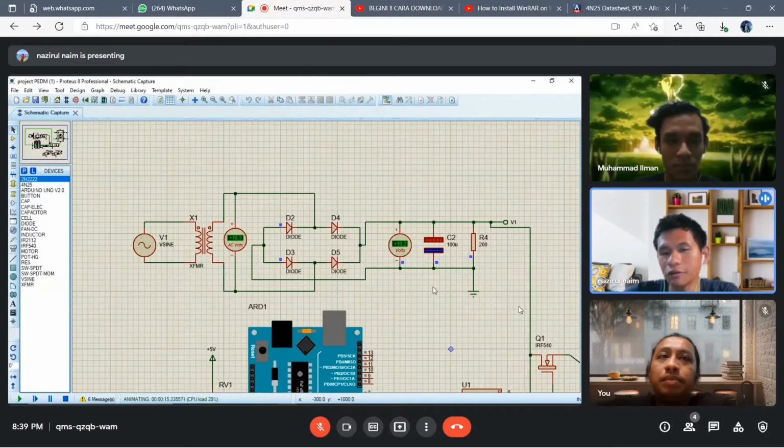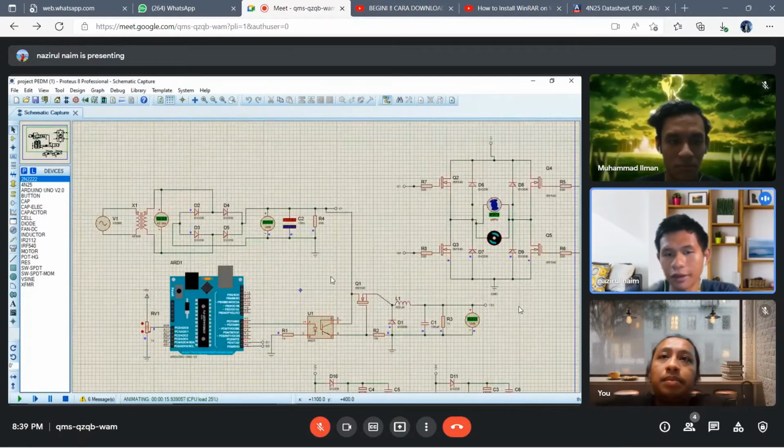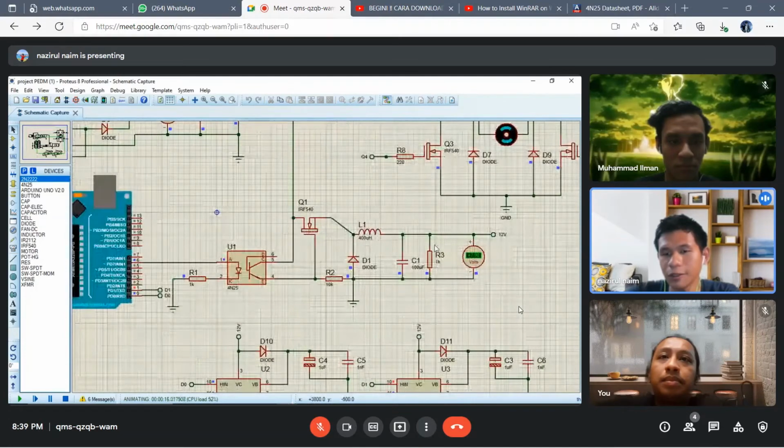But there's a drawback here. You can see that at the DC voltmeter, the output voltage was quite high and also very unstable for the rectifier output. So from here, we feed the output voltage into our next sub-circuit, which is the buck converter.